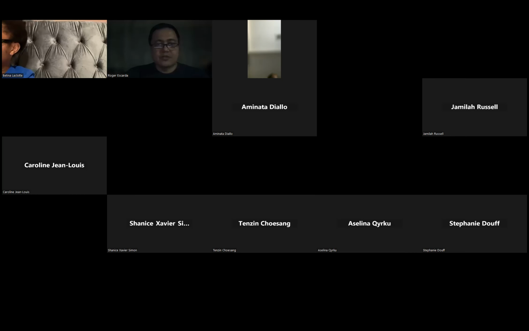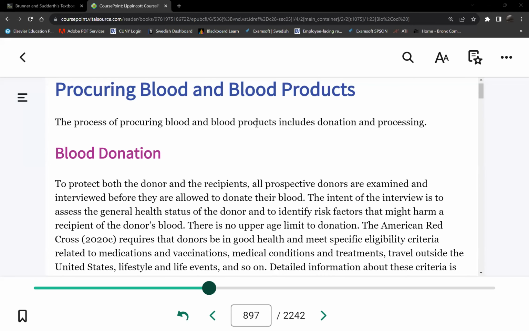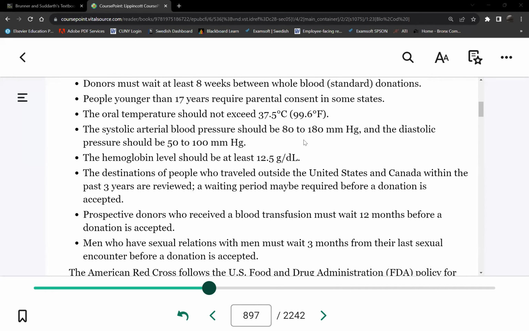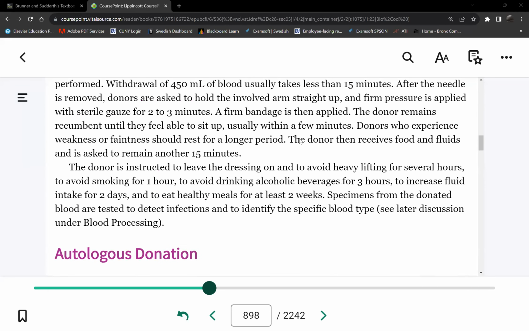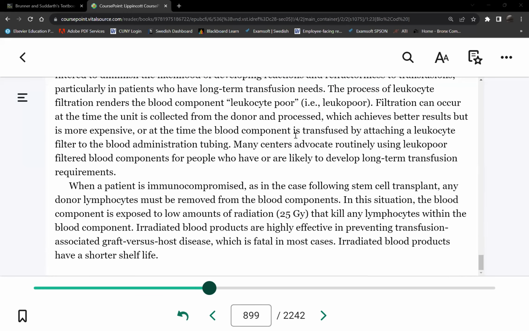Okay, let's go to the procedure. We'll skip the blood donation process. We'll just look at your role. A few things here to be aware of.